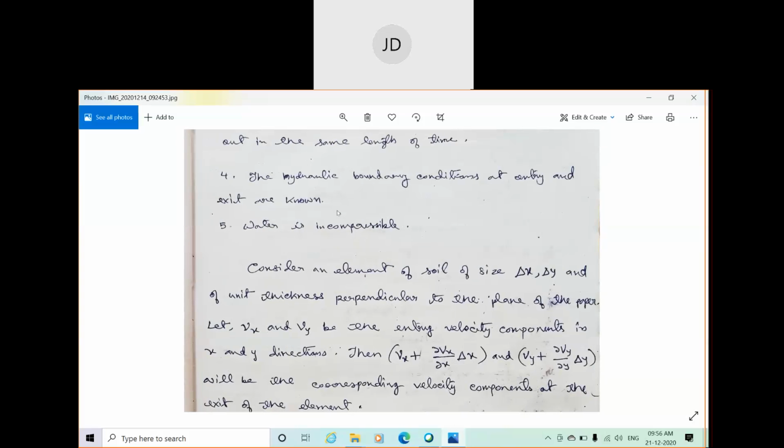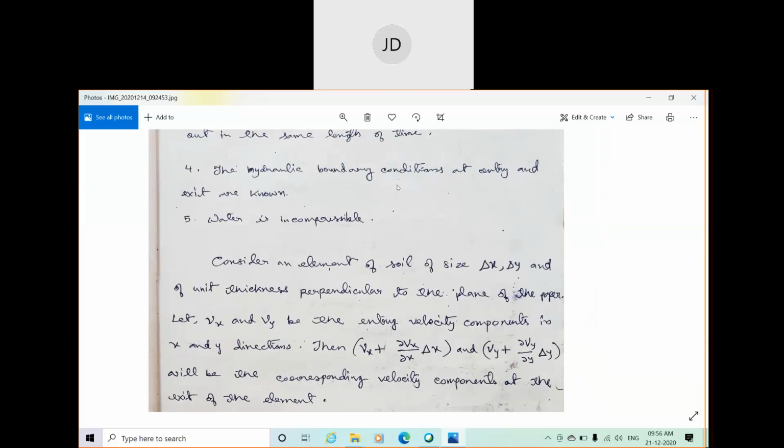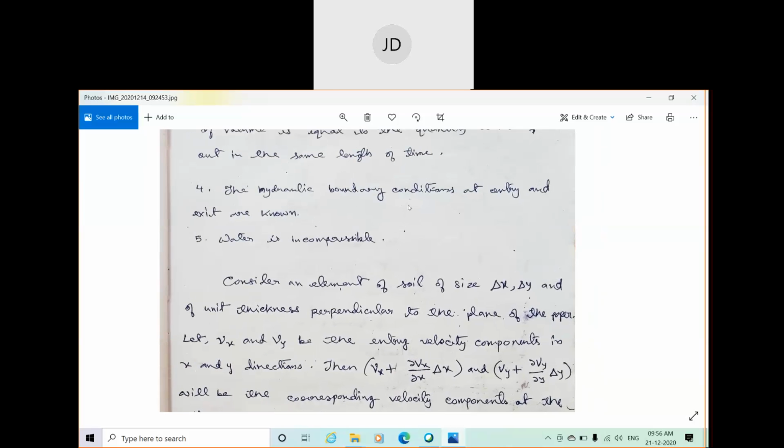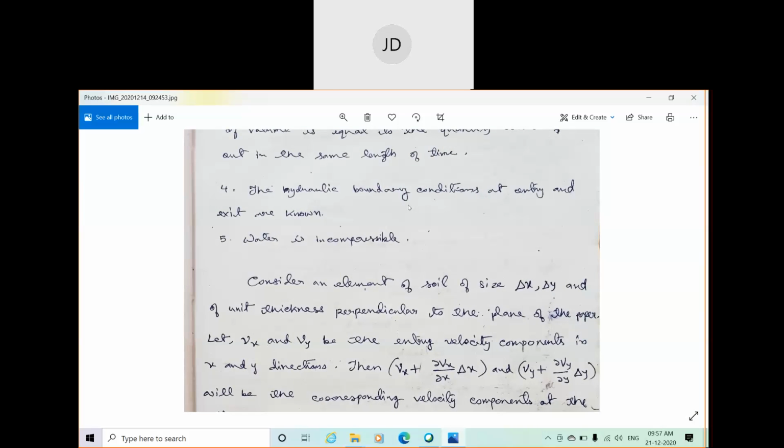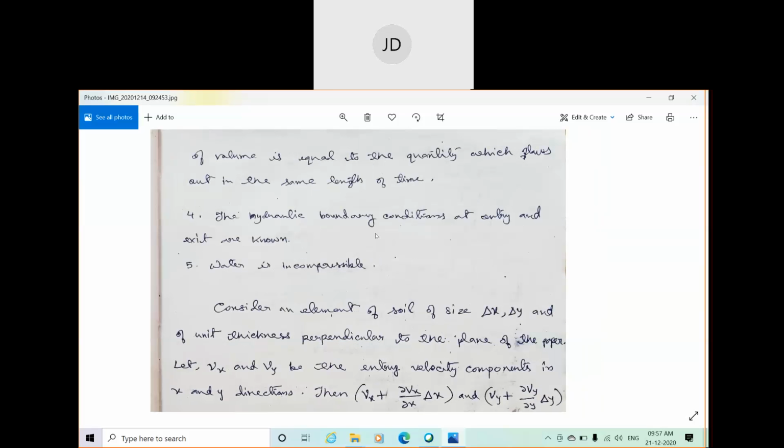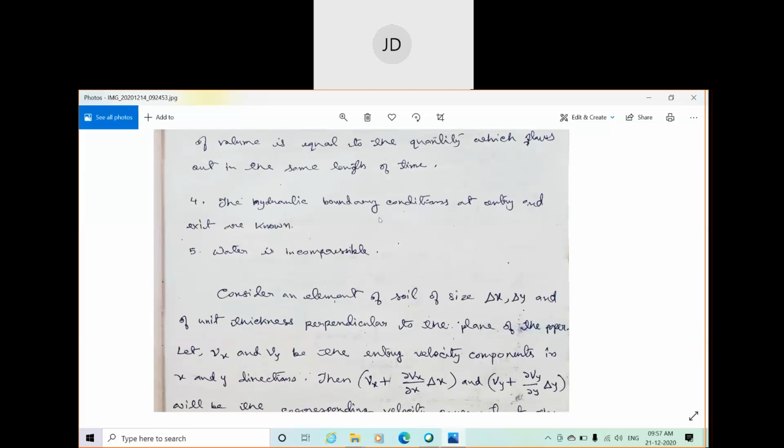Next, number 4, the hydraulic boundary conditions at entry and exit are known. That means at the entry point and at the exit point, the hydraulic boundary conditions are known. They are like the value of Q, that is discharge, the value of velocity of flow, or hydraulic gradient. All these boundary conditions are known at the entry and exit points. That means you have to know these things.